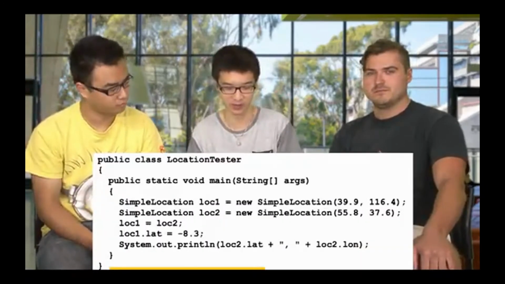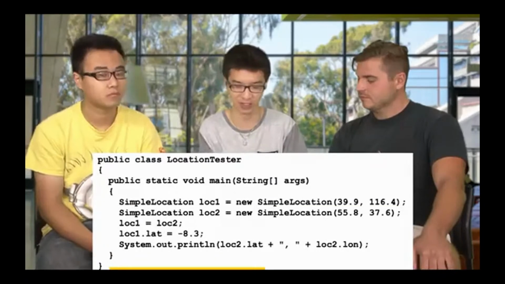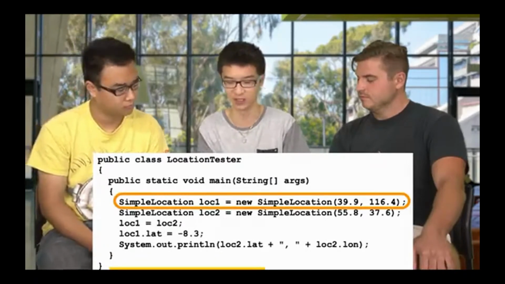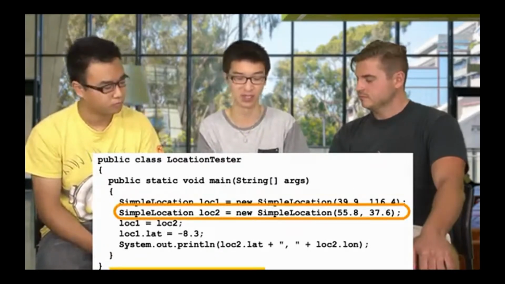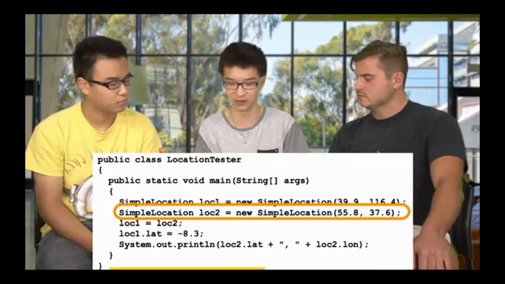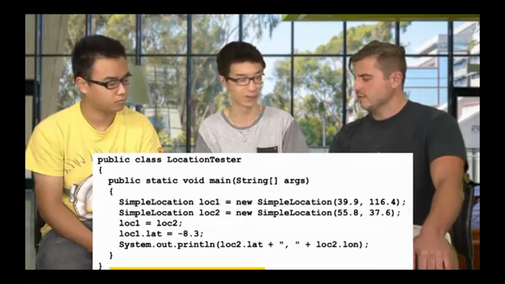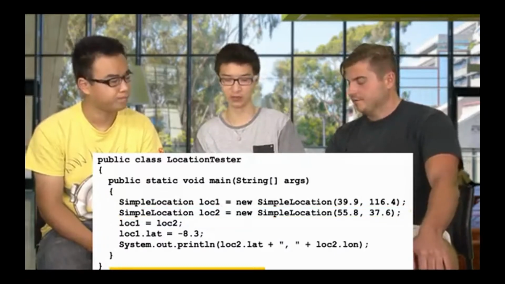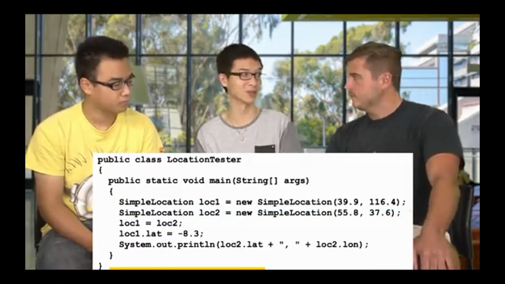So I guess we can all agree. So location 1 is going to create a new simple location with those values, and location 2 is going to create another simple location with those values as well. And we're talking about objects right here? Yeah. So we're going to have two different objects, location 1 and location 2.